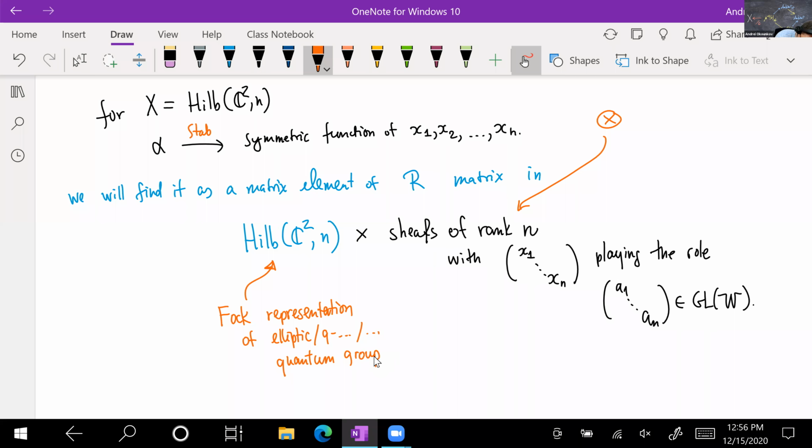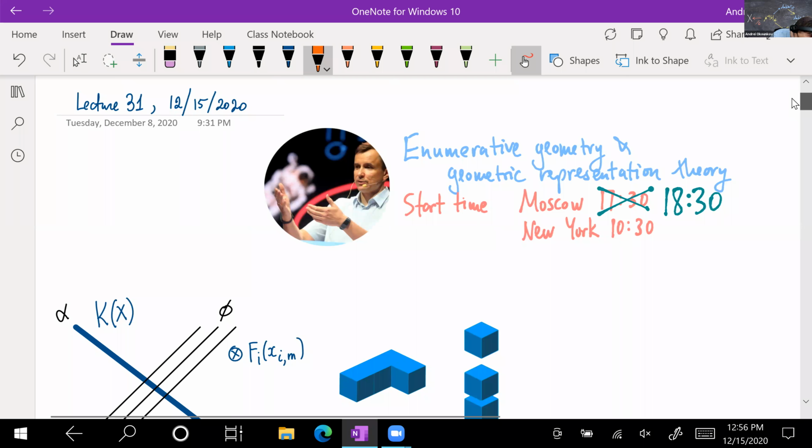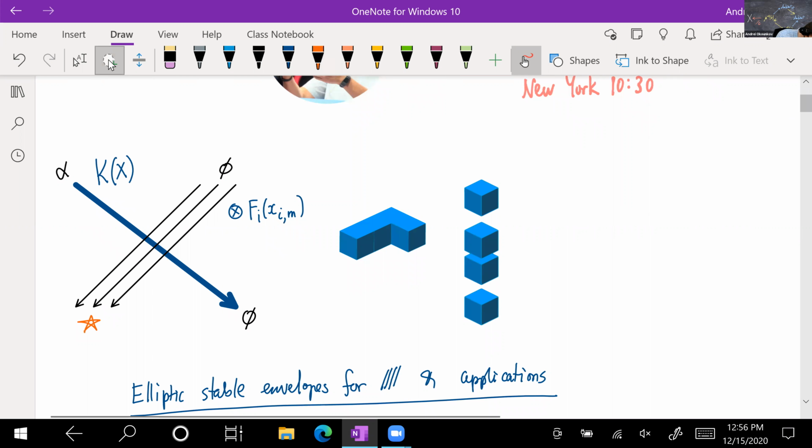So stable envelopes have different flavors. Similarly, quantum groups have different flavors. So this corresponds to the tensor product of this Fock representation, each evaluated at its own xi. Which matrix element are we going to take? We're going to take the matrix element that I want here. So maybe.